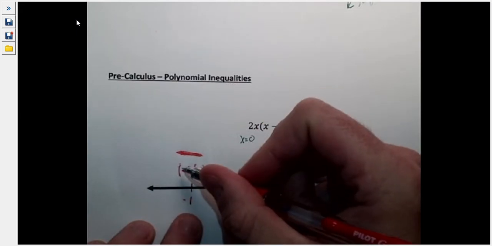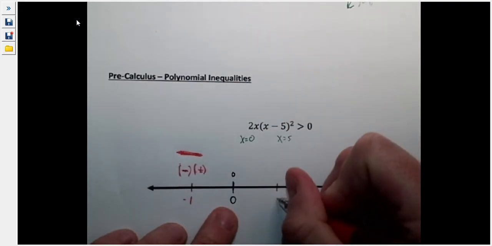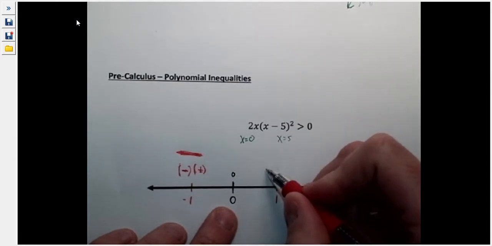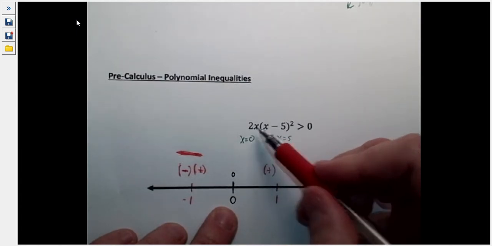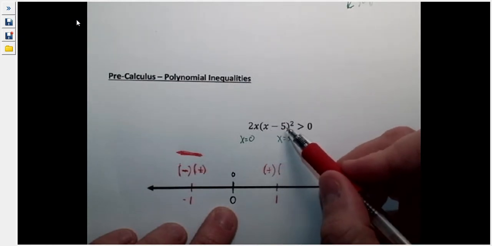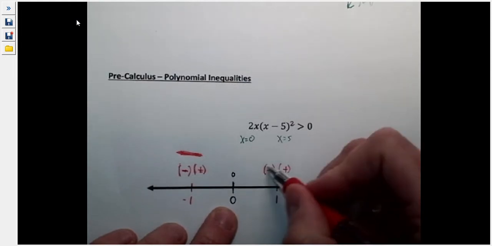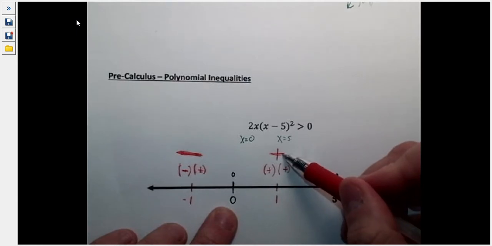So let's pick a number here in between 0 and 5. Again, keep it simple. I'm going to pick 1. When I plug 1 in for x in this factor, I'm going to get a positive number. 2 times 1 is positive. And then when I plug 1 in here, 1 minus 5 is negative 4, but then when it's squared, it's going to become positive. So a positive times a positive means this nets positive.